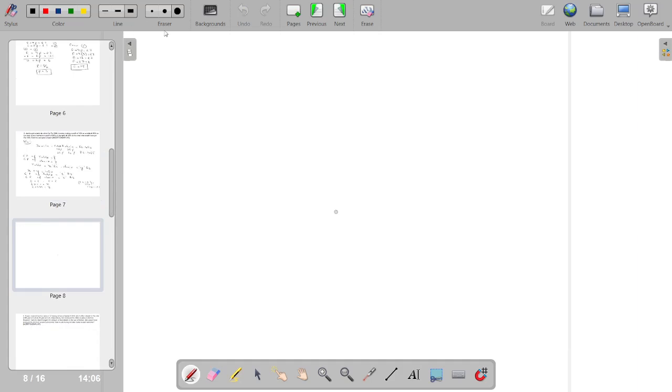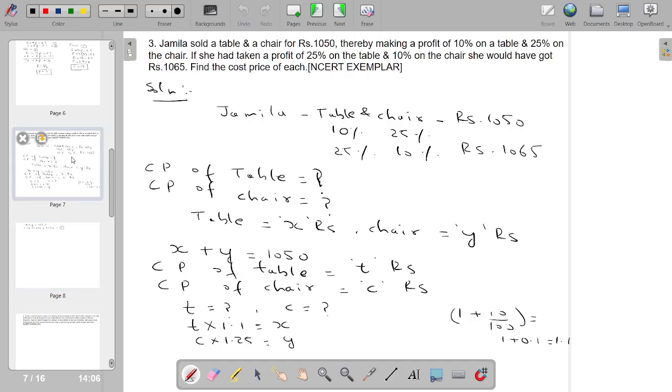So we know that x plus y is equal to 1050. So x is equal to 1.1 T and y is equal to 1.25 C, so 1.1 T plus 1.25 C is equal to 1050. Let's call this equation 1. Now another piece of data has been given.